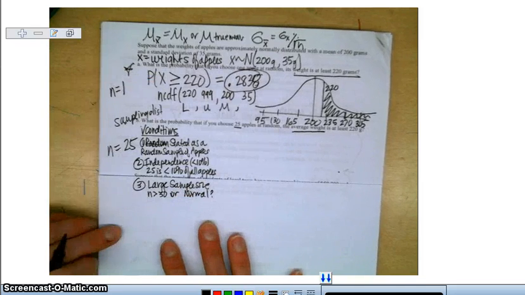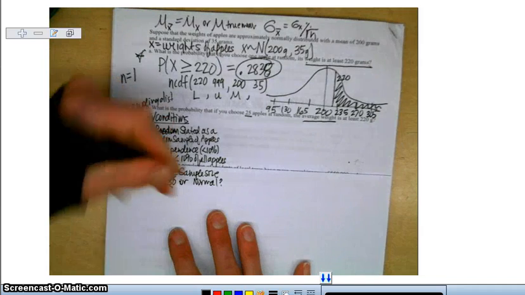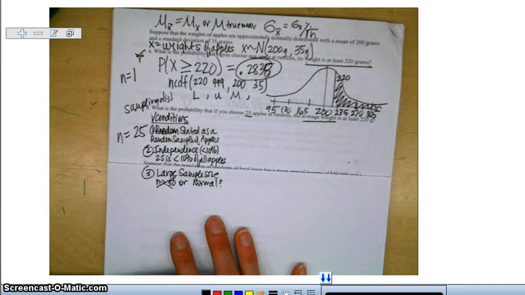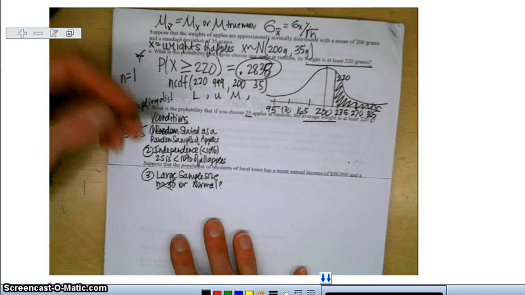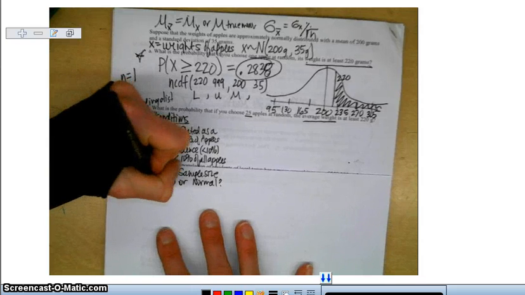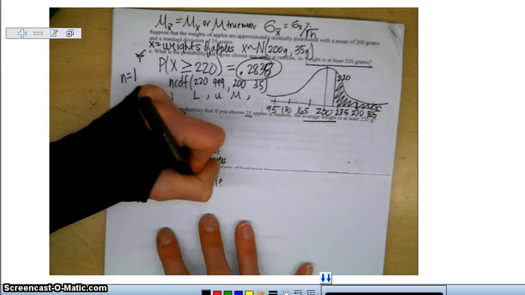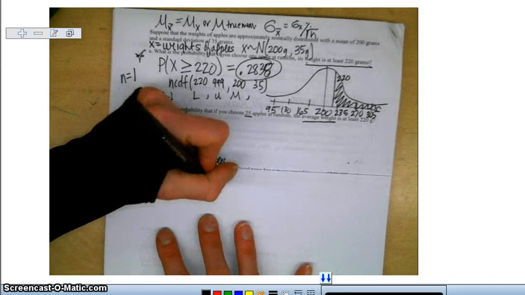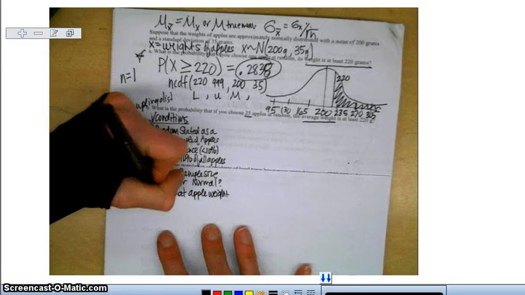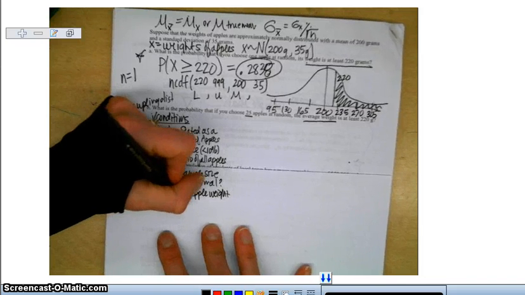So is n greater than 30? No. So I crossed that condition out. It doesn't go with that one. Is it from a normal population? Yes. How do you know that? It's already stated as normal. Stated that apple weights are approximately normal.